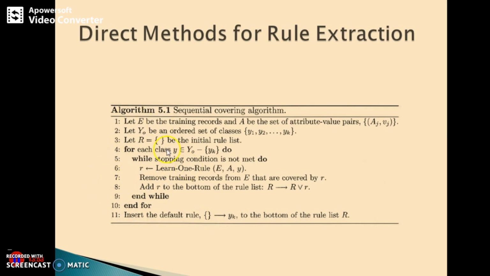Okay, so that default rule you add to the list. This is the sequential covering algorithm, and this you call the direct method for rule extraction, wherein you start with a rule and see how many positive records are covered, and the rule which covers the maximum of positive records, you add into the list, and those records covered by the rule should be removed. So this is the direct method for rule extraction.